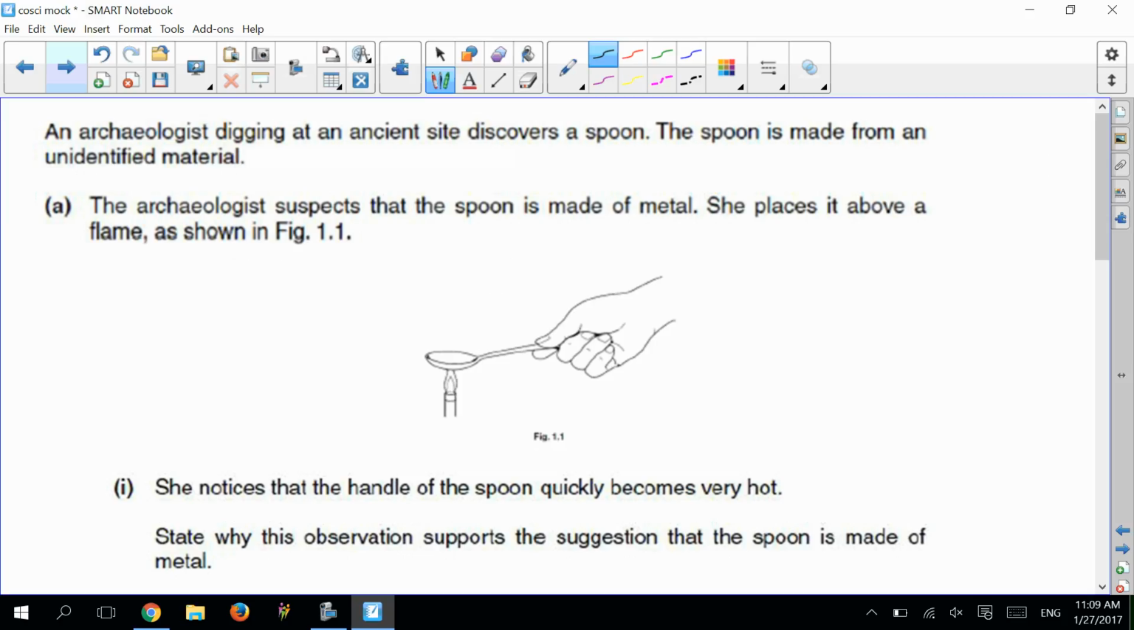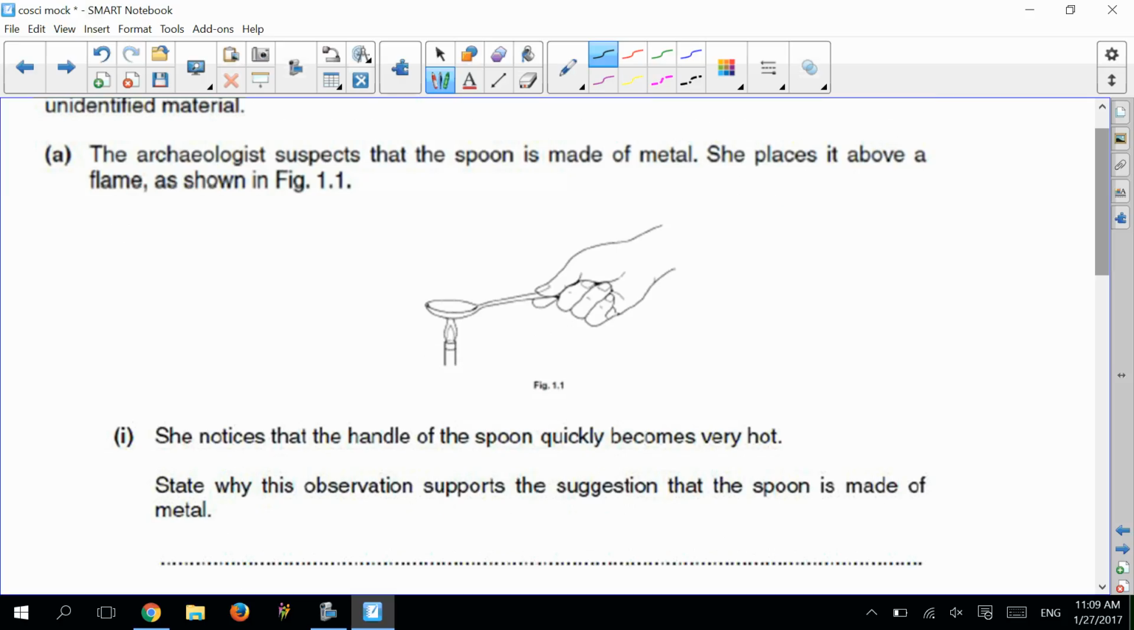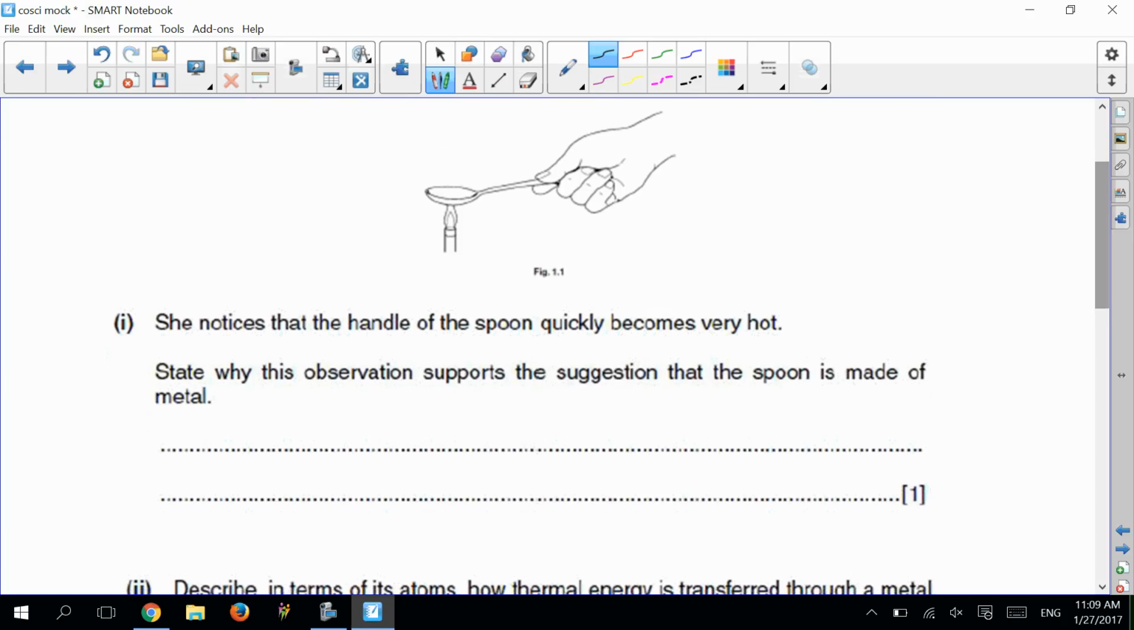The spoon is made from an unidentified material. The archaeologist suspects the spoon is made of metal. She places it above a flame as shown below. She notices that the handle of the spoon quickly becomes very hot. State why this observation supports the suggestion the spoon is made of metal. Basically, metals are good conductors of heat.